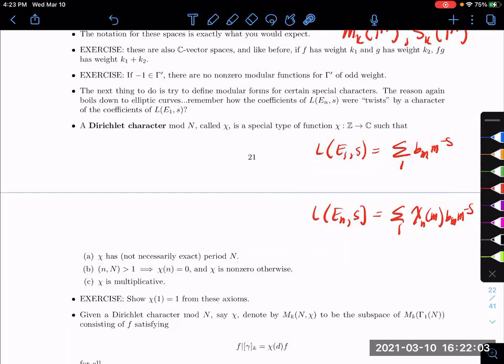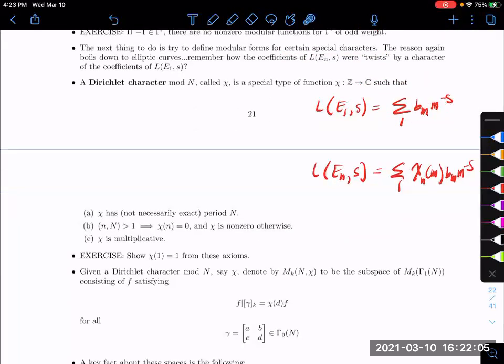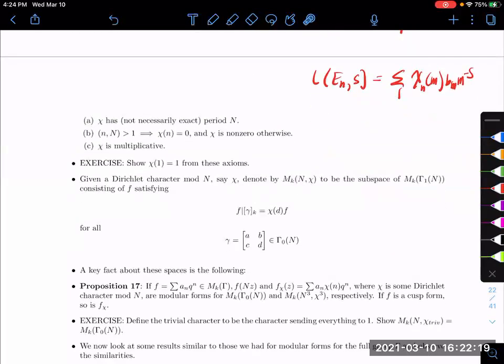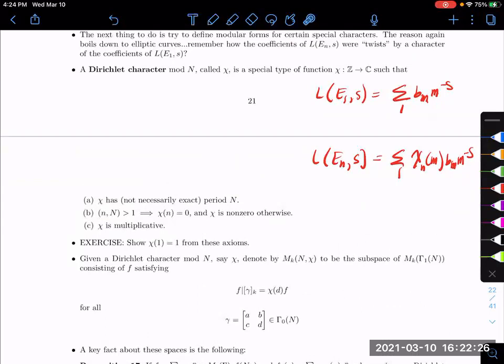Okay. So first of all, what kind of characters am I talking about? I'm talking about Dirichlet characters mod N. We'll usually denote those by chi. They are special types of functions from Z to the complex numbers that satisfy 3 properties. First, they have to have period N, not necessarily exact period N, but period N. So chi of a plus capital N has to be chi of a for all a.